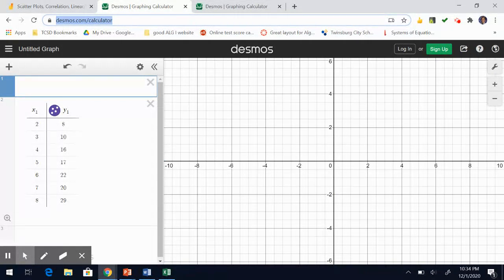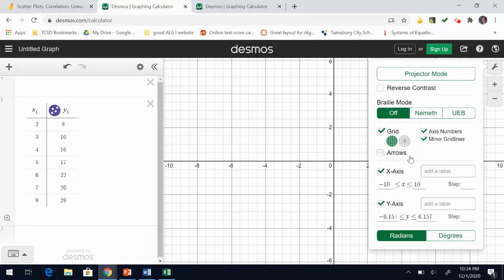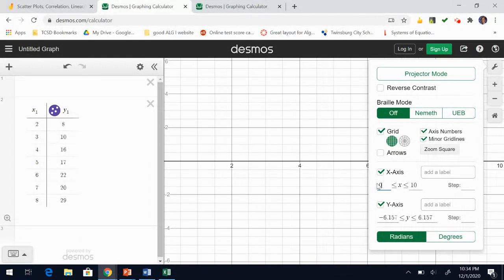Something cool is, if you notice right now, what we have going on here is our window is -10 to +10, up to 6 and down to 6 on the y. If you hit this setting, we can change our x-axis. So if we talk about our axis here, 2, 3, 4, 5, 6, 7, 8, I'm going to just change this to 0 just to give me a better picture of this information.